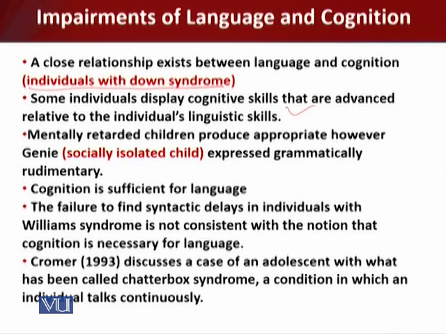Now, we have a study conducted by Curtis in 1981, which contrasts the language development of mentally retarded children with that of Jeannie, who was socially deprived of any interaction and communication. The children who were mentally retarded tended to produce sentences with appropriate and sometimes complex syntax, but with relatively rudimentary, which is very basic or elementary, meaning.